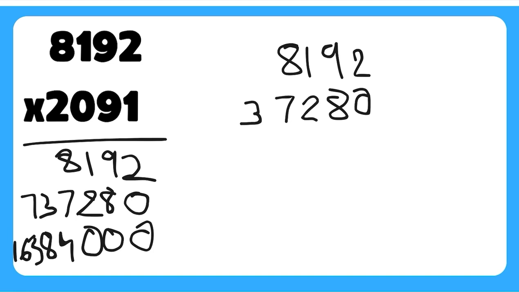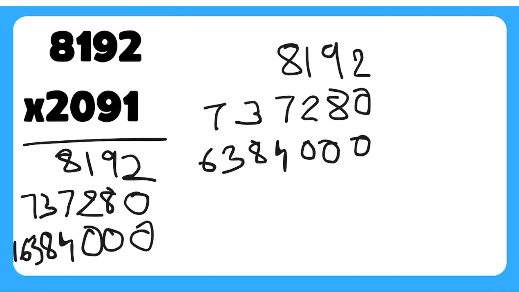737,280. This is going to take a little time to write. And last, what is this number? 16 million 384,000. So 4 8 3 1 6. So now we will add up all these numbers.